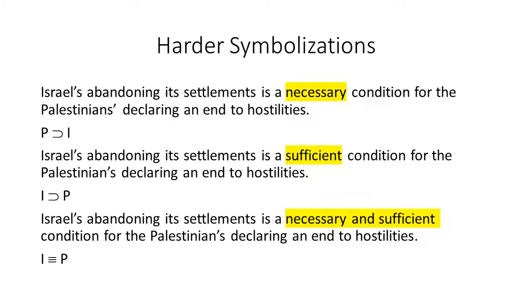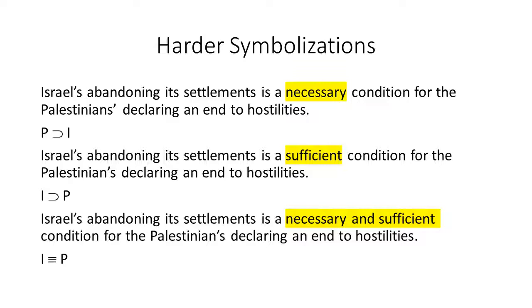All right, here's some harder ones. It's also good to show some equivalencies, and we'll get to that in the coming weeks. But look at these three claims. Israel's abandoning its settlements is a necessary condition for the Palestinians declaring an end to hostilities. Israel's abandoning its settlements is a sufficient condition for the Palestinians declaring an end to hostilities. And finally, Israel's abandoning its settlements is a necessary and sufficient condition for the Palestinians declaring an end to hostilities. Also, these are from the book. This is not me pontificating or something.